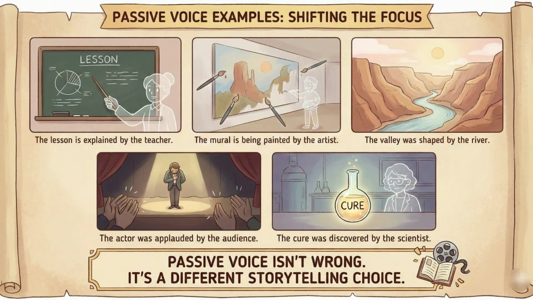Examples. First, the lesson is explained by the teacher. Second, the mural is being painted by the artist. Third, the valley was shaped by the river. Fourth, the actor was applauded by the audience. Fifth, the cure was discovered by the scientist. Passive voice isn't wrong, it's a different storytelling choice.